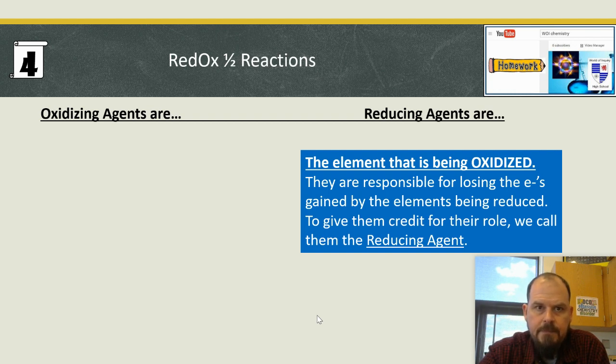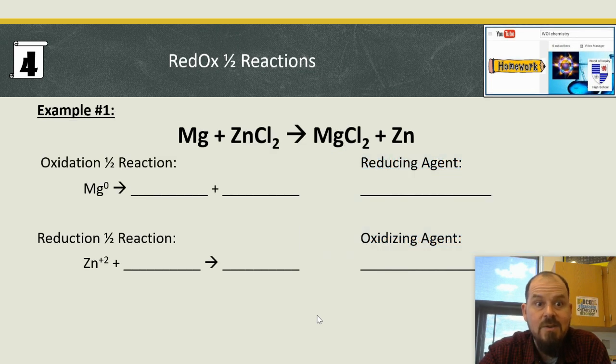Okay, and then I think we're going to go to a full-fledged example like what's in your packet, I hope. Yeah, this is what your actual packet looks like. So notice the reaction's written. First thing we have to do is assign our oxidation numbers. So Mg is going to get a 0, Zn is going to get a 0. I'm going to hunt down the zeros first, they're the easiest. So he's a 0, he's a 0.